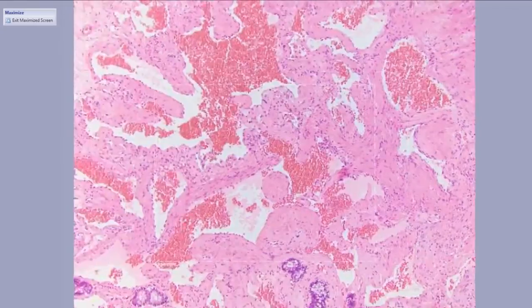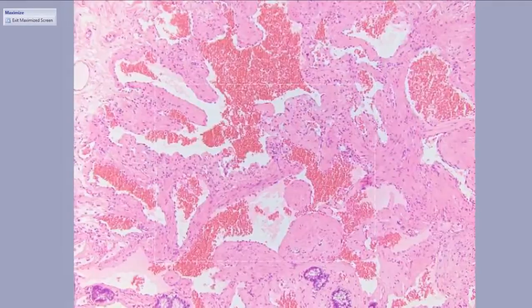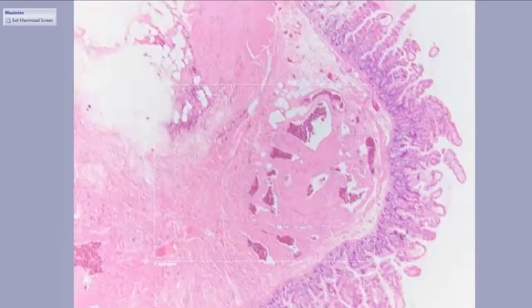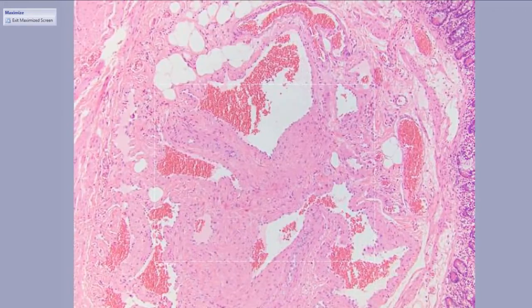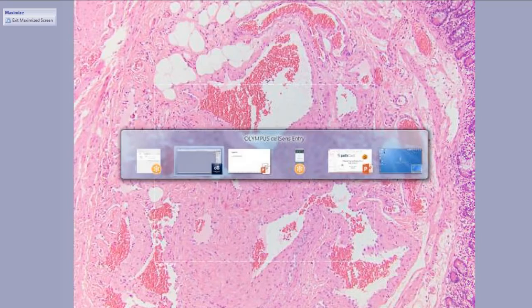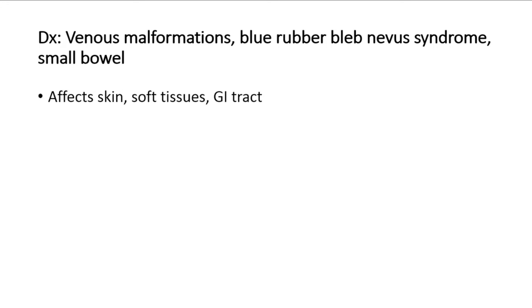They look more like a malformation than they do a proliferation, at least to my eyes. Obviously, that distinction can be hard to make sometimes. But again, this patient had GI bleeding, had multiple AV malformations all throughout their body, including in the GI tract, because this patient has blue rubber bleb nevus syndrome. This case was from the small bowel, but the GI tract is actually a relatively common site for this relatively uncommon syndrome to manifest. Skin and soft tissues are number 1 and 2, but GI tract is number 3.